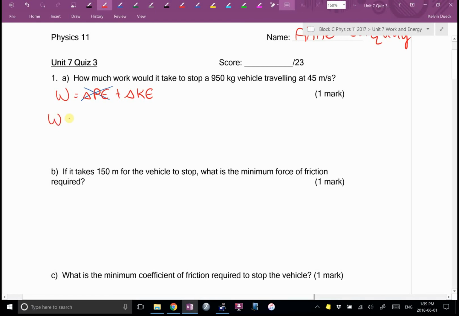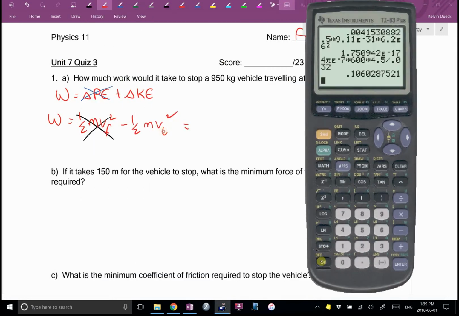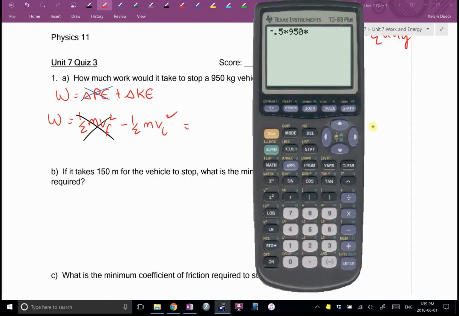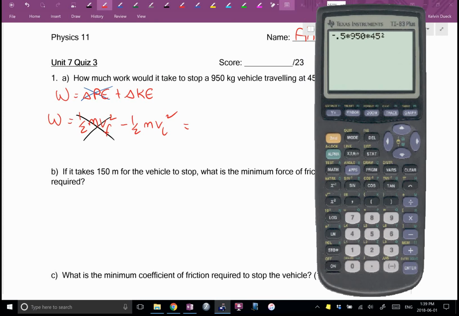So I'm going to get this, a half mv final squared minus a half mv initial squared. V final is 0 because it says stop. I'm going to get a negative answer because it's negative work. So it's going to be negative a half m v squared. 45 meters per second, by the way. It's pretty fast. You're doing around 150 kilometers per hour. So this would be you're speeding on the freeway and you're having to stop in a hurry.